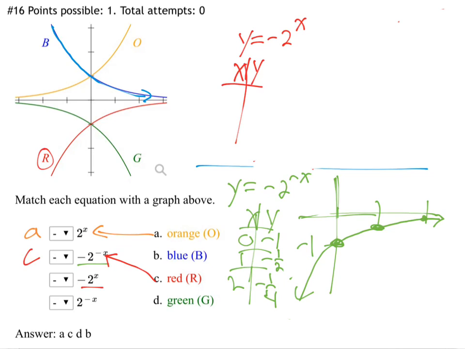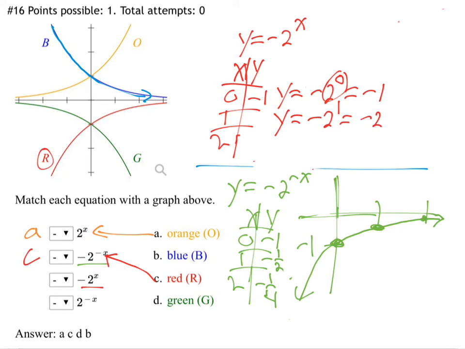Make an xy chart. 0, 1, 2. So if you plug in 0, whoops, forgot the negative there. Negative 2 to the 0. Remember, anything to the 0 power is 1. And 2 to the 1 is negative 2. And 2 to the 2 is 4, right? 2 squared is 4. It's negative 4.